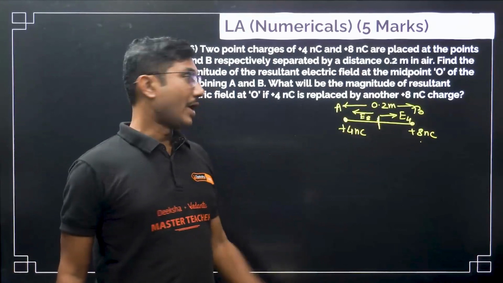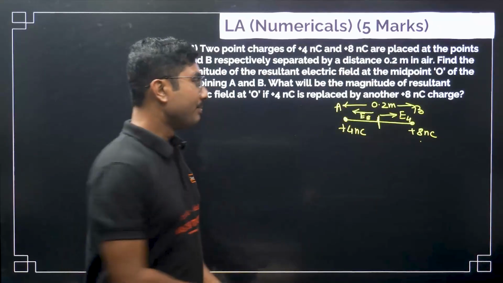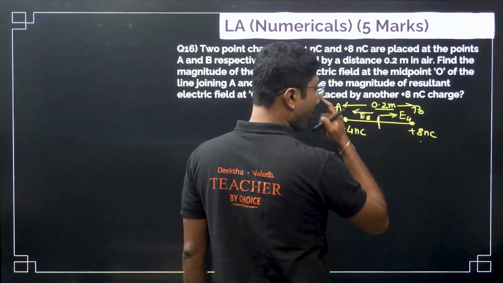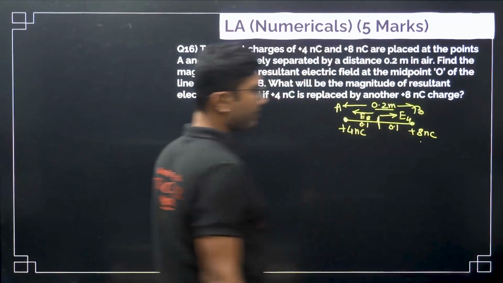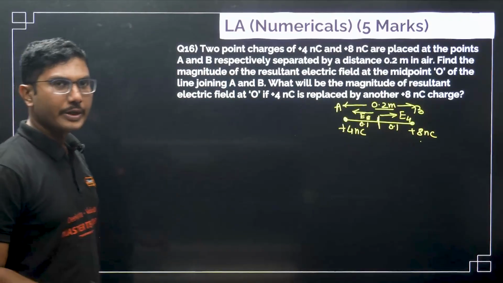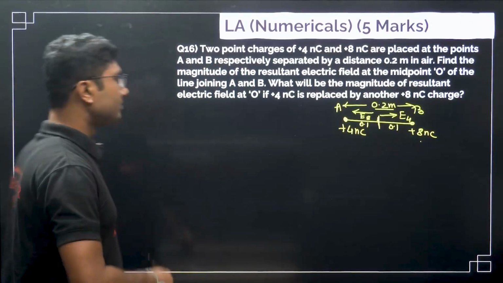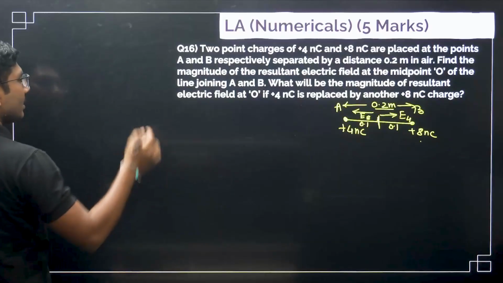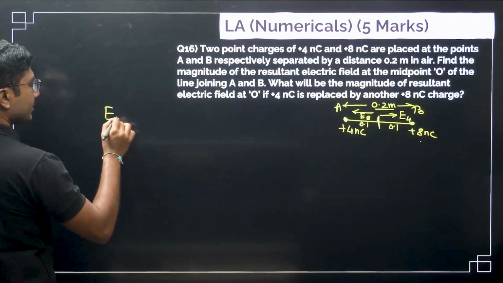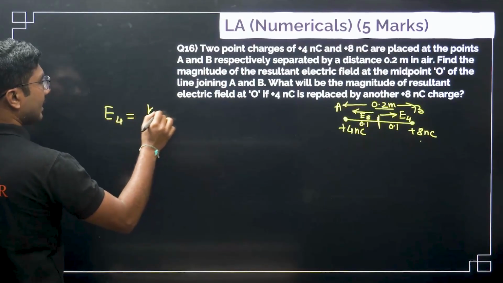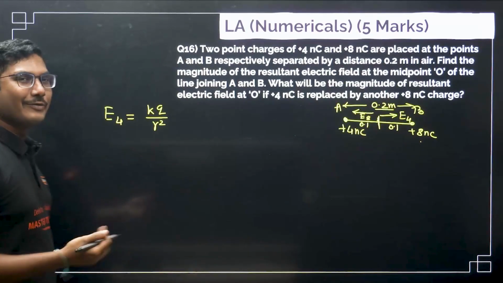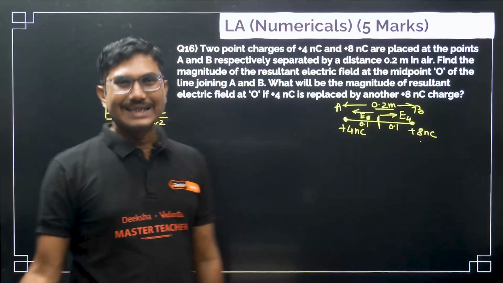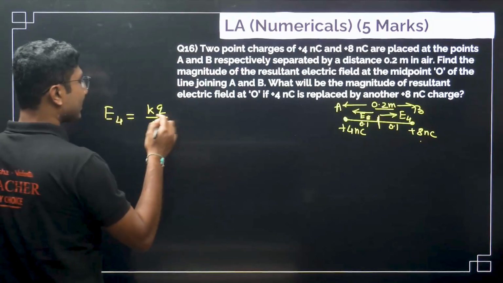E8 will be bigger. Why? Distance is same. Midpoint means total distance is 0.2, that means this will be 0.1, this will be 0.1 as well. Midpoint means it has to be divided into two equal parts. So what is the electric field due to the positive 4 charge? So E4 will be kq by r square, and E8 will be just twice of that. Easy to understand, right? So let us do that.